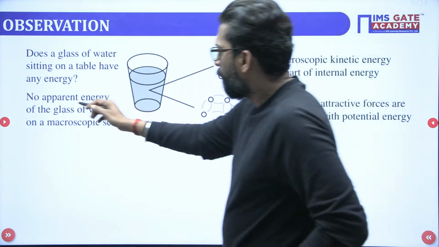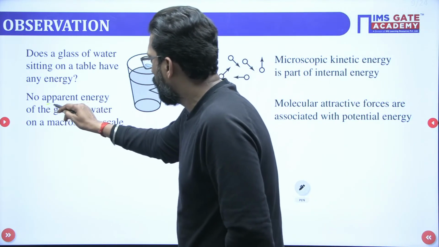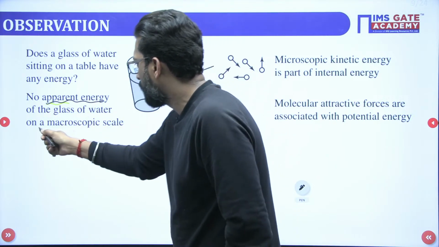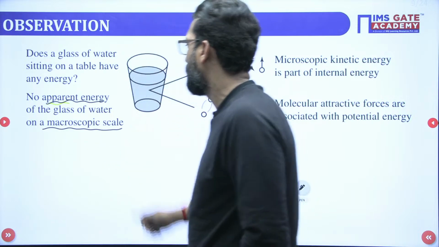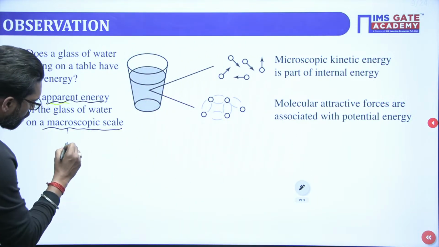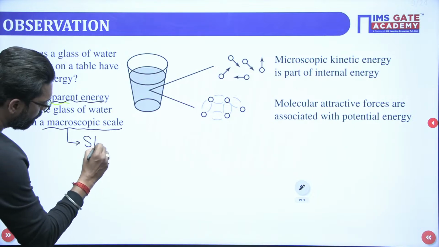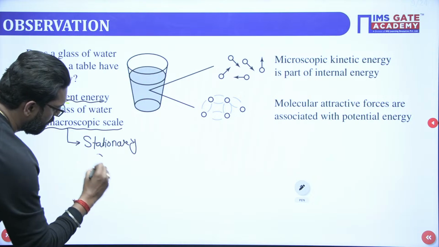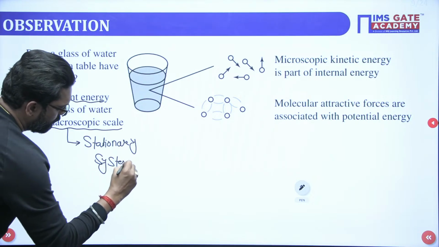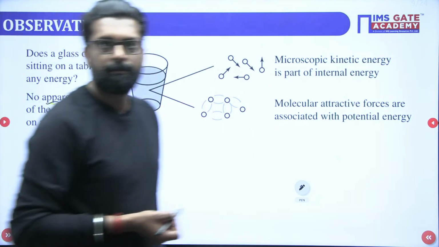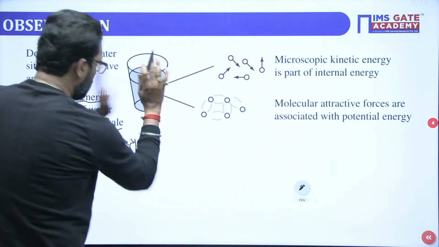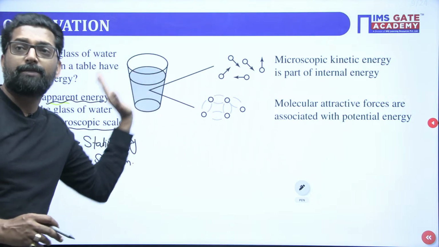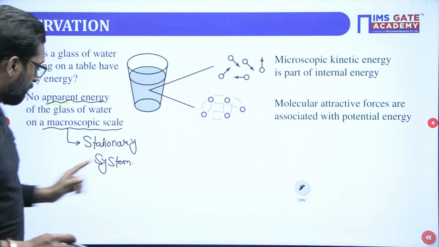So there is no apparent energy of the glass of water on the microscopic scale. Why? Because this glass of water acts as a stationary system. That means it is at a fixed position. The potential does not change, and there is no kinetic movement of the glass. So this is a stationary system.